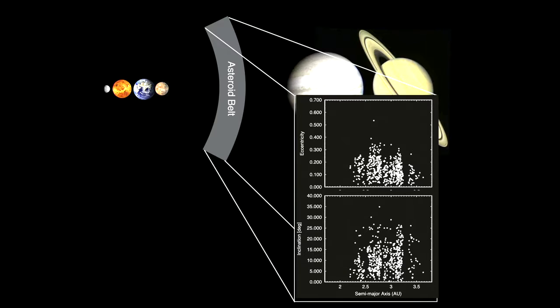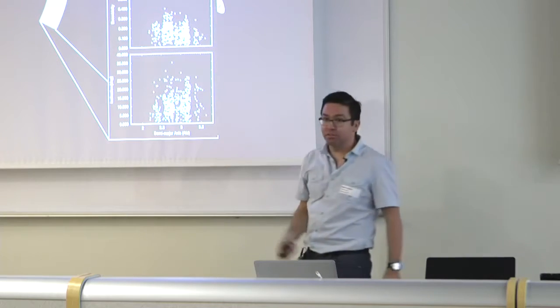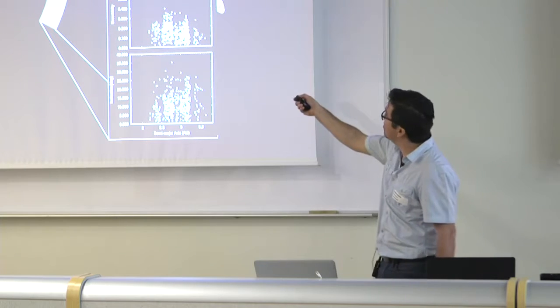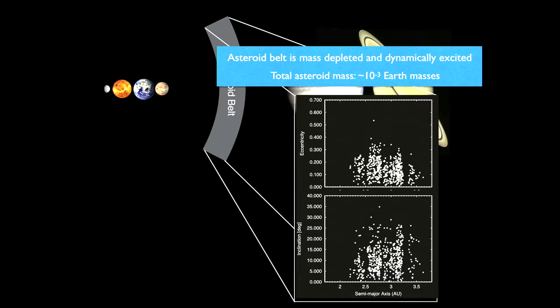So the belt is dynamically excited, because if you compare with the planets, which have a typical eccentricity of a few percent, that's much lower eccentricity and inclination than the belt. So the belt is dynamically excited and also depleted in mass. If you compute the total mass in the belt, you're going to have something like 5 or 10 to the minus 3 Earth masses. That's more than 1,000 times more depleted than the terrestrial region.